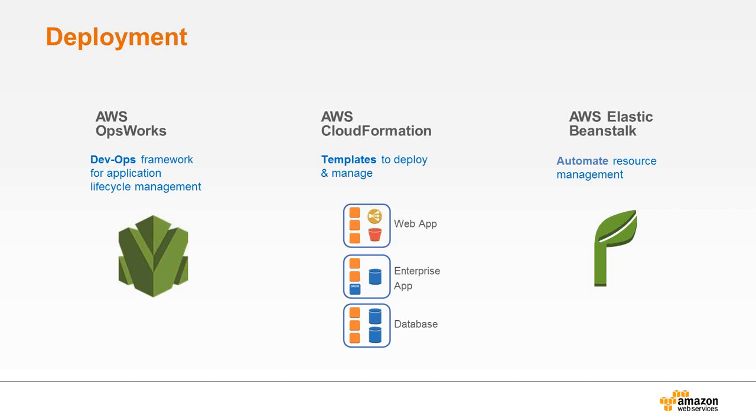Elastic Beanstalk is an easy-to-use service for deploying and scaling web applications and services developed with popular programming languages such as Java, .NET, PHP, Python, and Ruby.